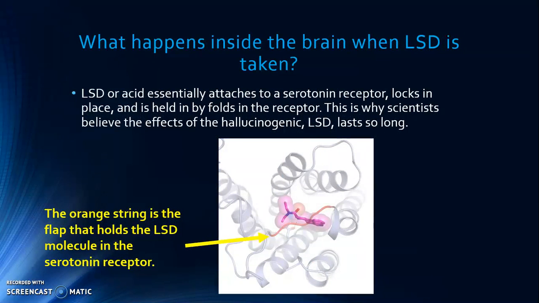What happens inside the brain when LSD is taken? LSD, or acid, essentially attaches to a serotonin receptor, locks in place, and is held in by folds in the receptor. This is why scientists believe the effects of the hallucinogenic LSD last so long. Here we have a picture of an LSD molecule within a serotonin receptor. The orange string is the flap that holds the LSD molecule within the serotonin receptor.